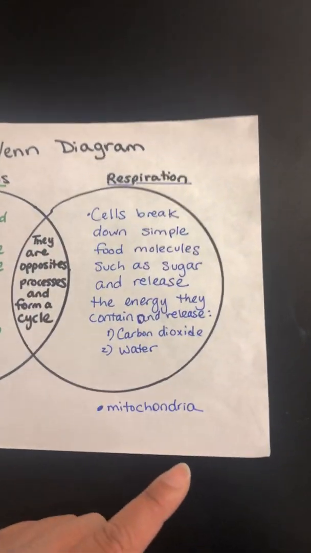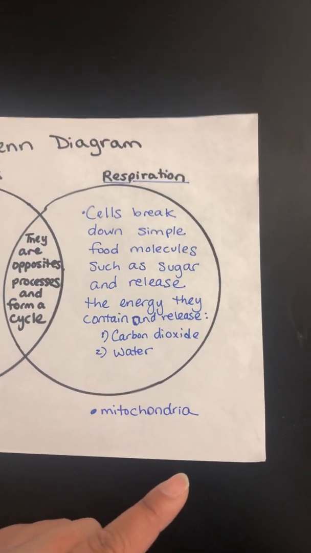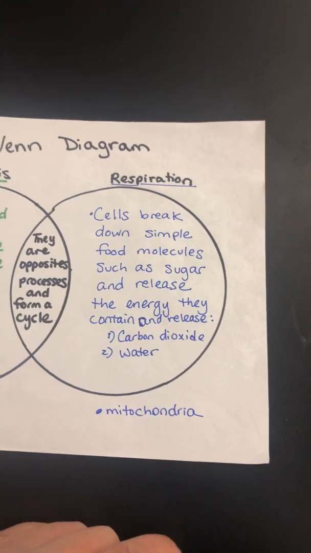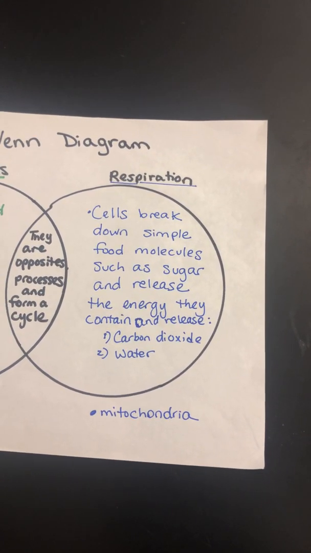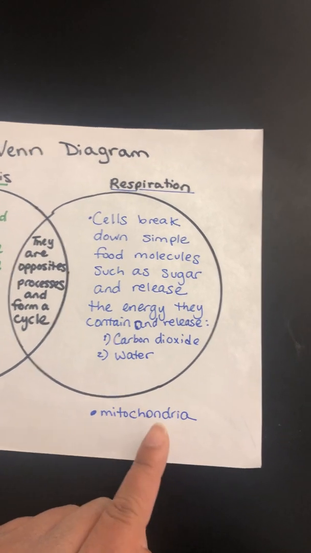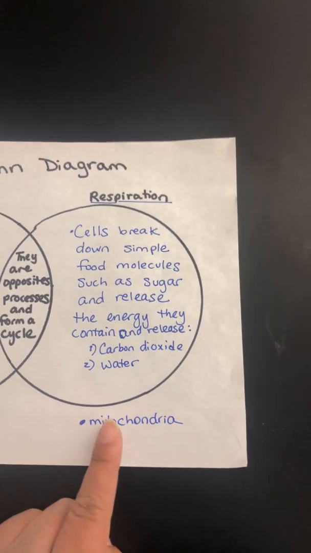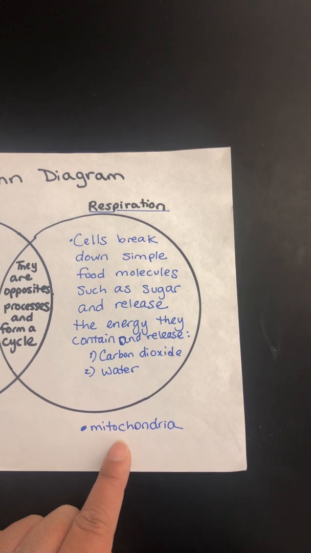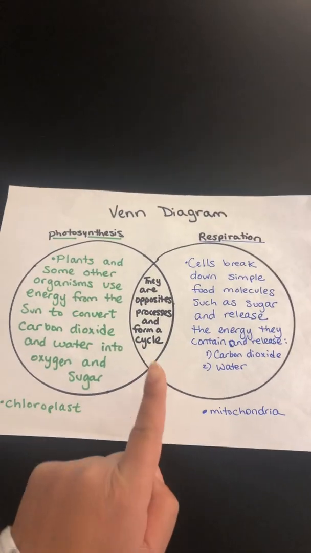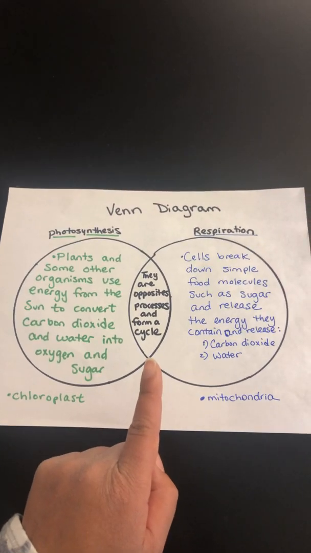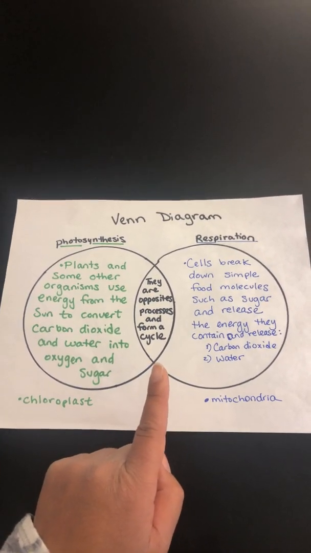On this side of the Venn diagram is respiration. This is where cells break down simple food molecules such as sugar and release the energy they contain, and out comes carbon dioxide and water. The organelle that's able to do this is the mitochondria. Notice that these are opposites of each other. That's the comparison here, that they are opposite processes and they form a cycle.